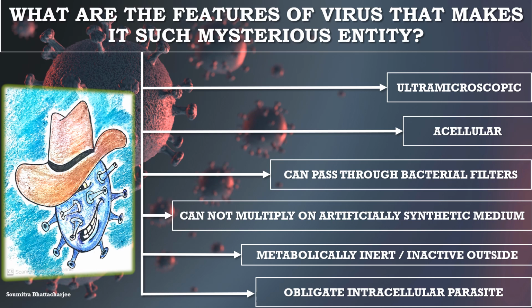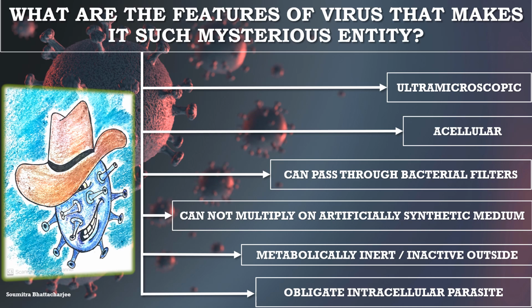Most importantly, it is metabolically inert. It is an inactive particle outside. That means it does not show any kind of metabolism, growth, or multiplication feature when it is placed outside of the host body. But as soon as it gets inside the host body, it becomes active and shows its fast rate of multiplication.